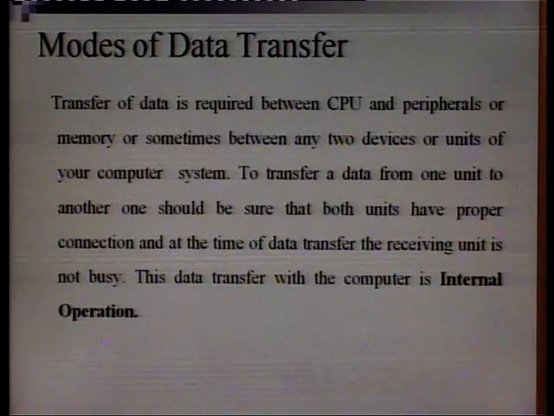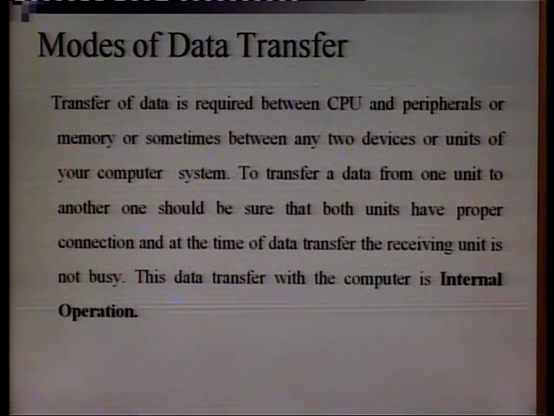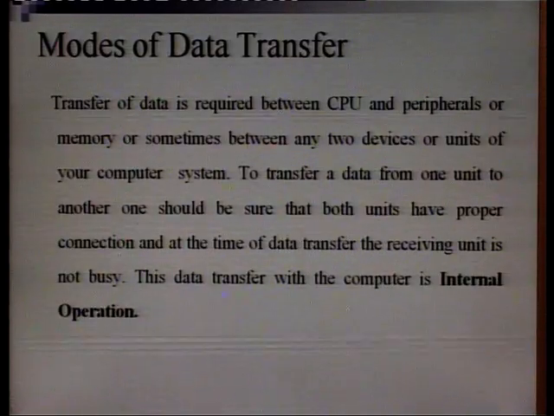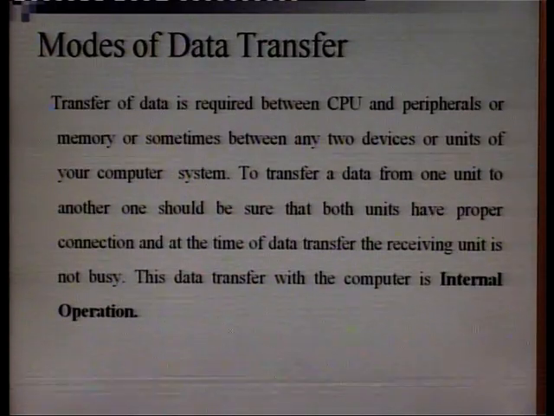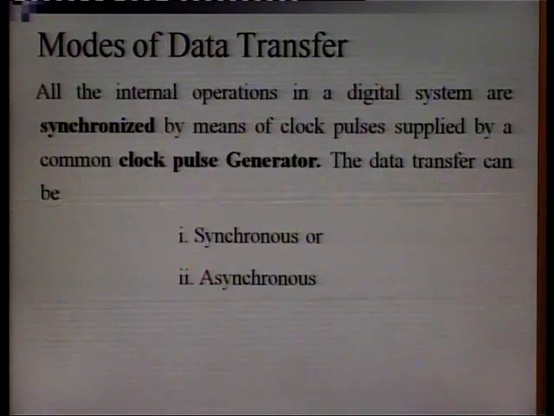Now the next topic is modes of data transfer. Data transfer is required between the CPU and the peripheral devices, memory, or between two devices or two units. To transfer the data from one unit to another, we must be sure that both units have a proper connection at that time, and that at the time of data transfer the receiving unit is not busy.